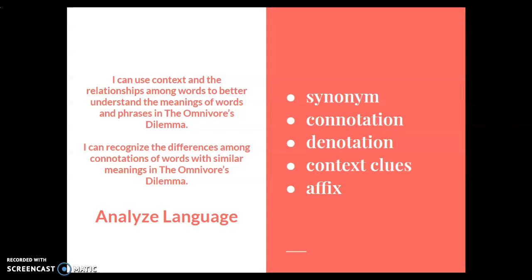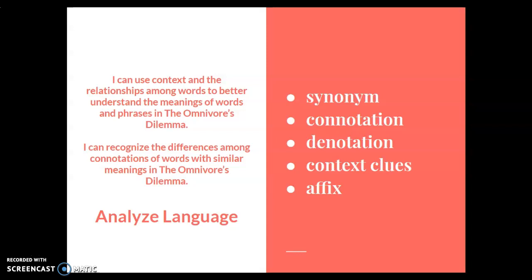Hey y'all, so today we are working in Module 2, Unit 3, Lesson 1, and we are going to practice analyzing language. Now, this will be tested pretty quickly, so please make sure that you follow along and that you also do the practice that is assigned at the end.